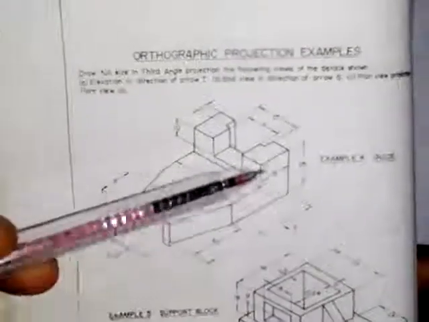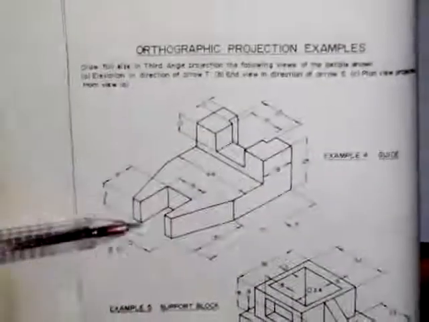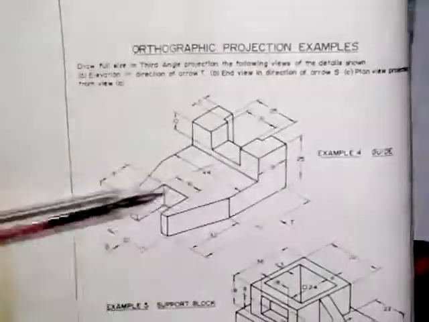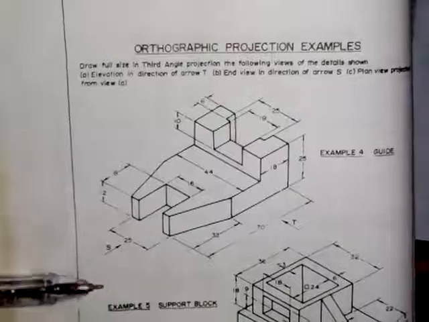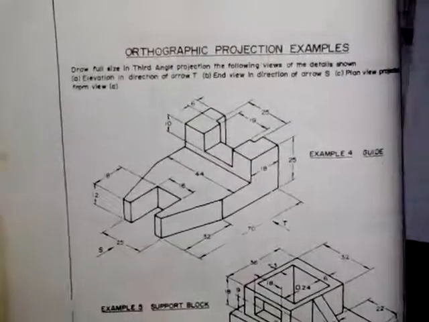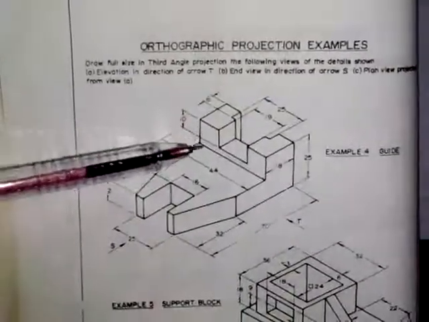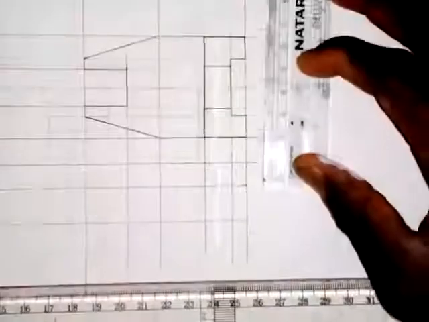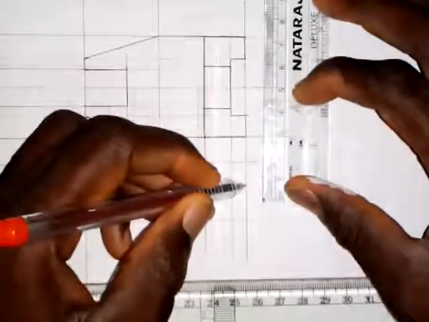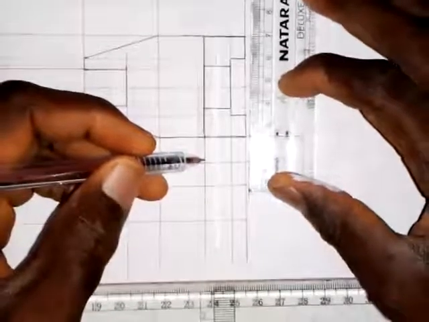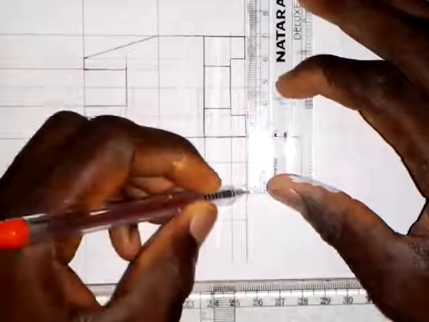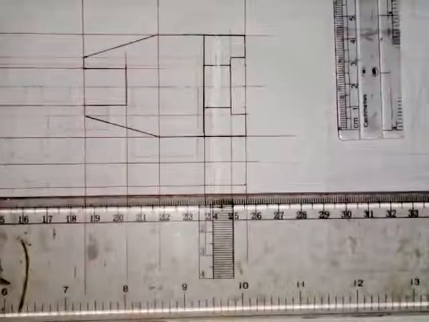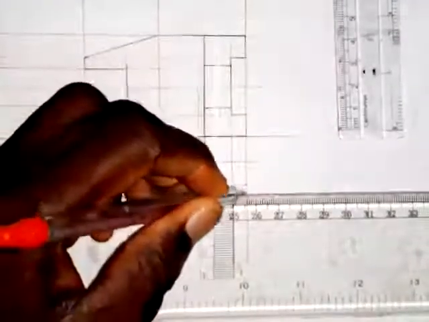So from here to here is 25, and from here to here is 12 millimeters. So 25 minus 12 will give us 13. Then 10 from 13 means from here to here is 3 millimeters. So I need to take that measurement of 3 millimeters down from this point, and I draw a horizontal line like this.